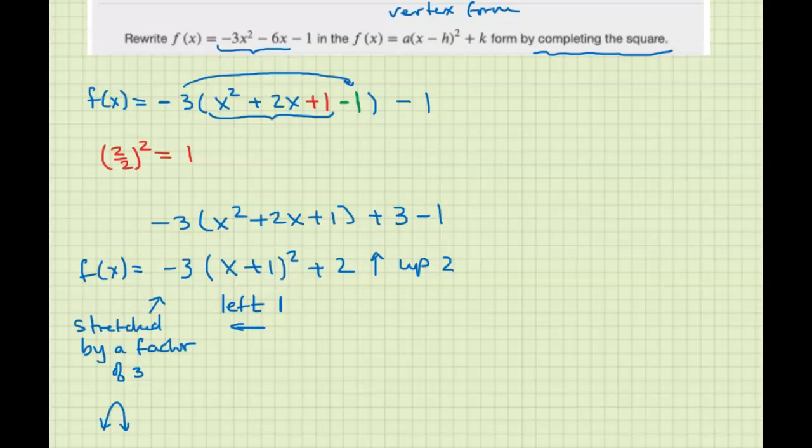You also know where the vertex is. Because it's moving to the left 1 unit, the vertex is going to be at -1, and because it moves up 2 units, the y value is going to be 2. So from the vertex form, the h and the k value gives you the vertex. Notice that the h is the negative of what's in the parentheses, and the k is the same.